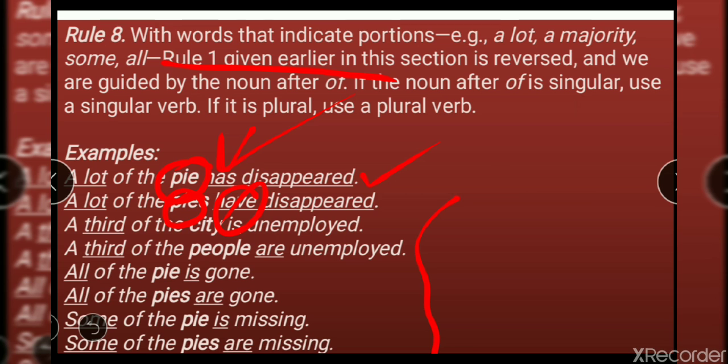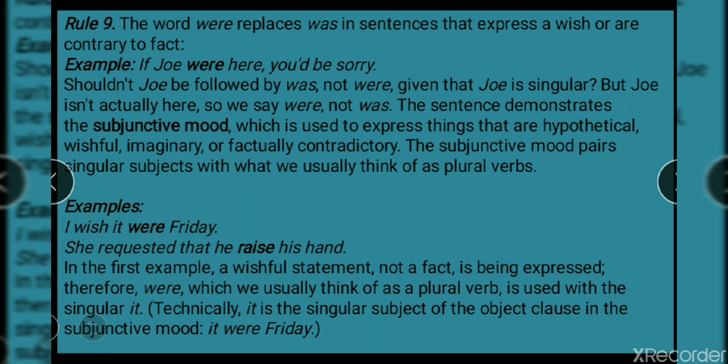And this is the last rule which we need to follow very minutely. Rule number 9. A wish, a regret, or any unlikely condition, or anything contrary to fact. These kinds of statements are expressed in the subjunctive mode, that is the current situation, the present situation. Like the word were.